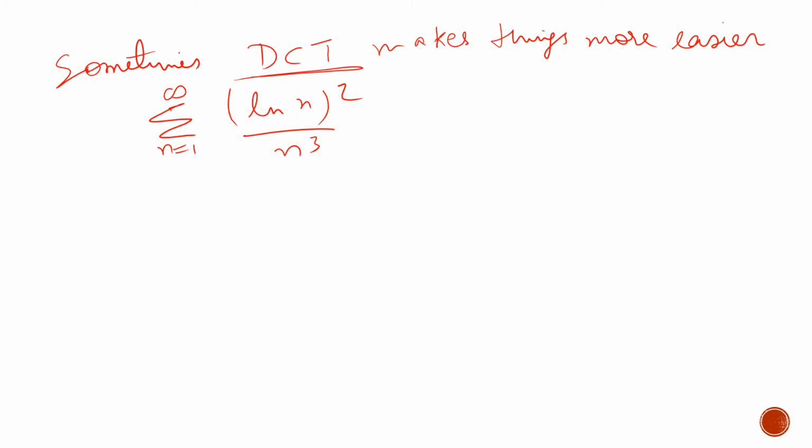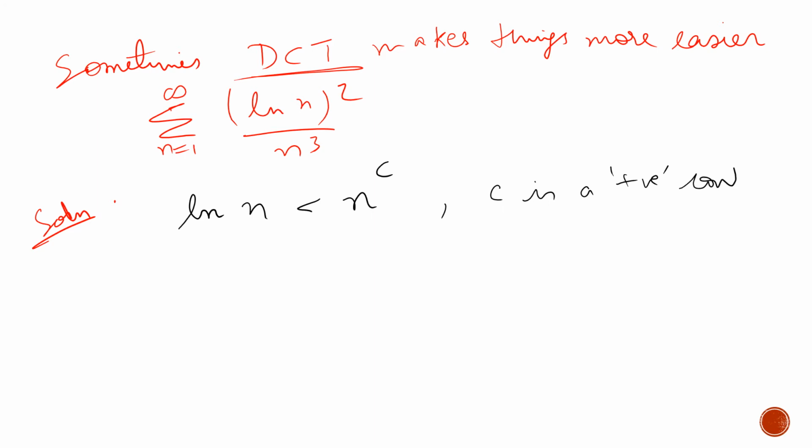So what we can do is that by using some result that we know, that ln of n is less than n to the power c, where c is a positive constant. It is known that this inequality will always hold.